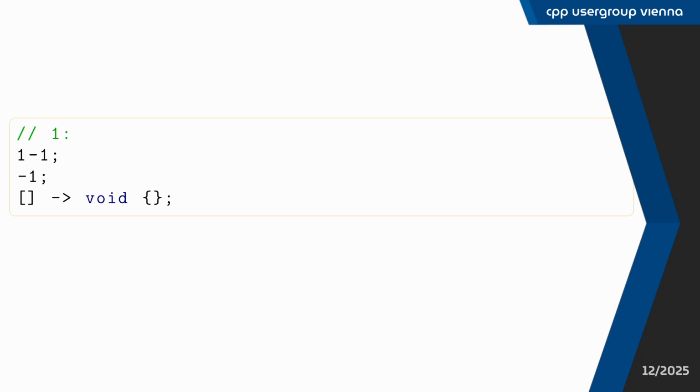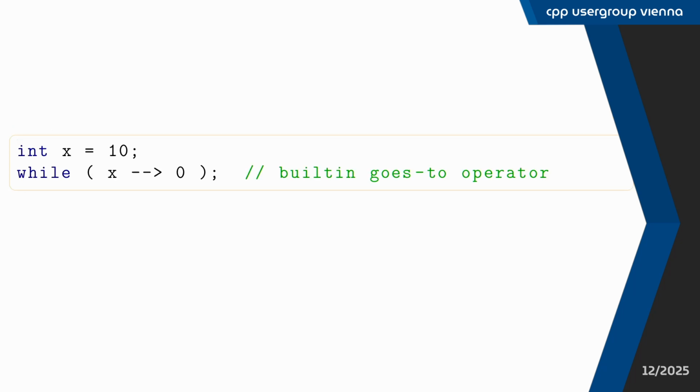unknown operators in C++, like the goto operator in x equals 10, while x goes to 0. We can make this loop slightly faster by making the arrow tip slightly more sharp. This is the armor piercing operator. It's 1 iteration faster than before.